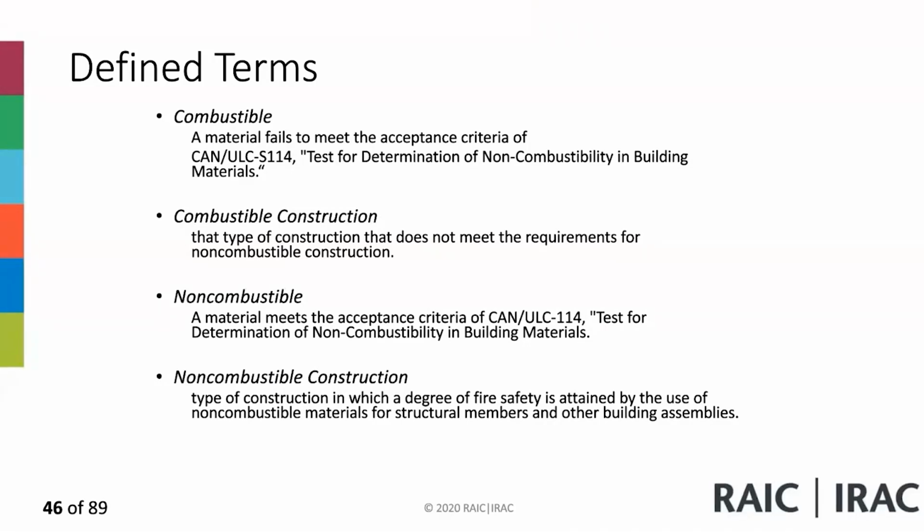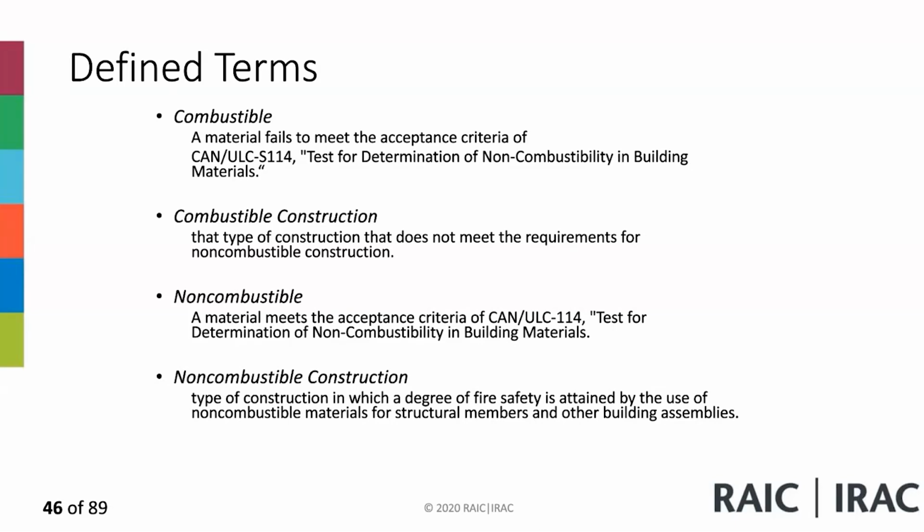Combustible is a material that fails to meet the acceptance criteria of CAN-ULC S114. So this is a definition. It's a defined term in the code. What's a combustible material? It's a material that does not meet the non-combustible criteria, which is what? It fails to meet the acceptance criteria of CAN-ULC S114. Combustible construction, that type of construction that does not meet the requirements for non-combustible construction. And we know that in part 3, there is specific requirements for non-combustible construction to use non-combustible materials unless permitted by the different elements in 3.1.5.